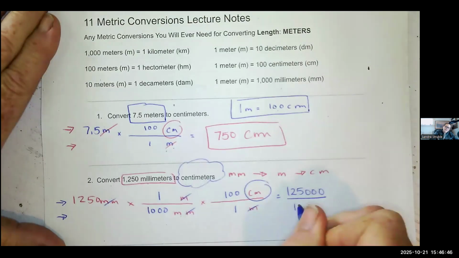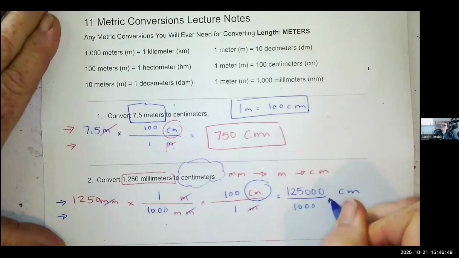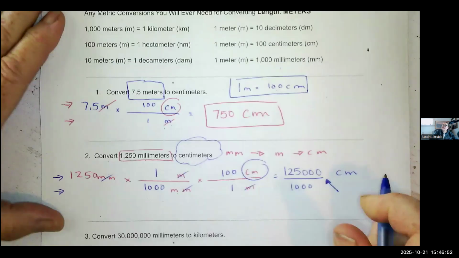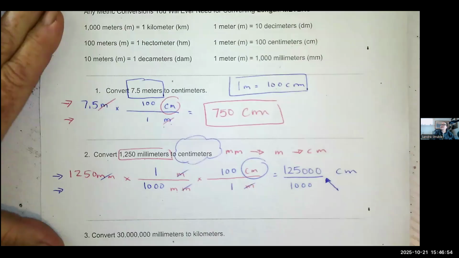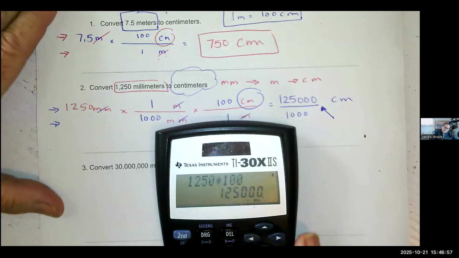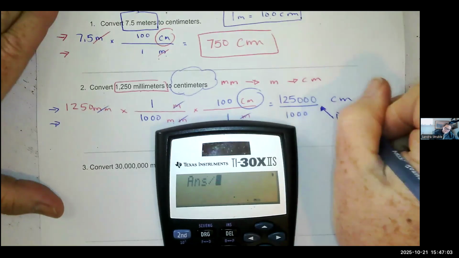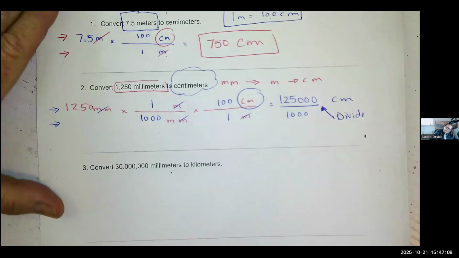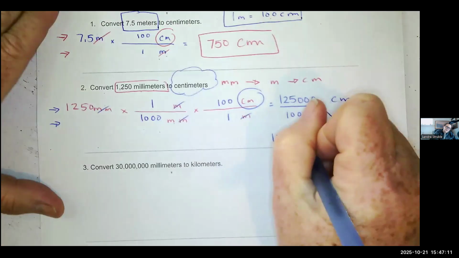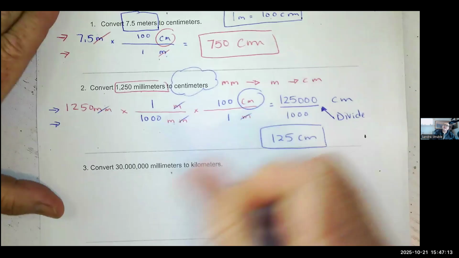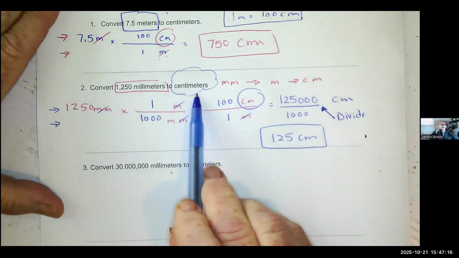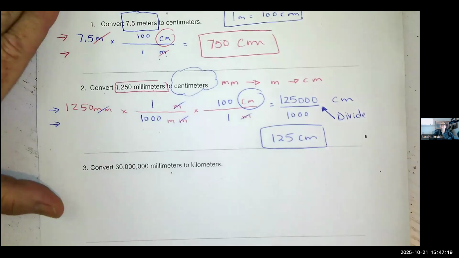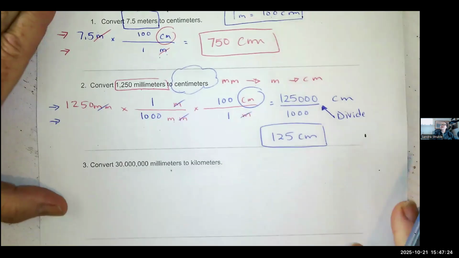Now, don't ever give me a fraction. I don't want to, and you don't either. You don't want to reduce that. So I'm just going to take what's already in my calculator, the 125,000, and divide by 1,000. And I get 125 centimeters. Convert 1,250 millimeters to centimeters, done. We could have just gone up 1 on the scale, but you will never have to learn the scale at all as long as you have the conversions. Let's go to the next one.